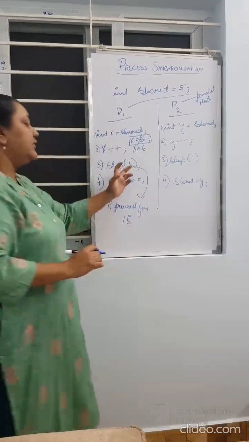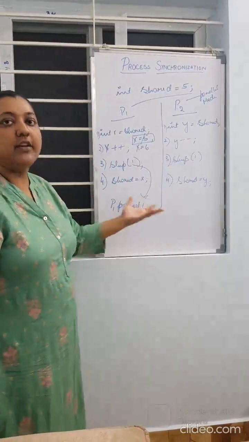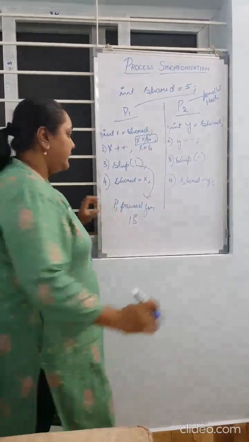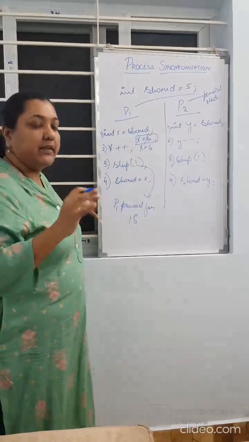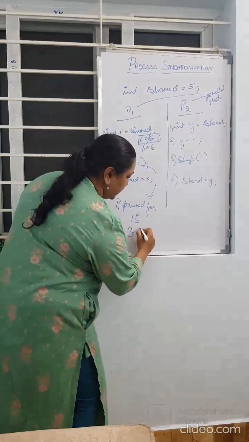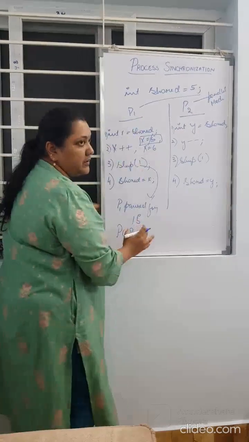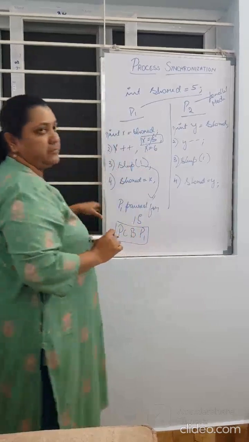So what are we doing here? We are preempting this particular process P1. We are pushing it out from the CPU, and the CPU is never going to be idle. So what happens when you are pushing it out? There is something called a process control block. All the details of this particular process P1 are going to be saved in the process control block of P1.